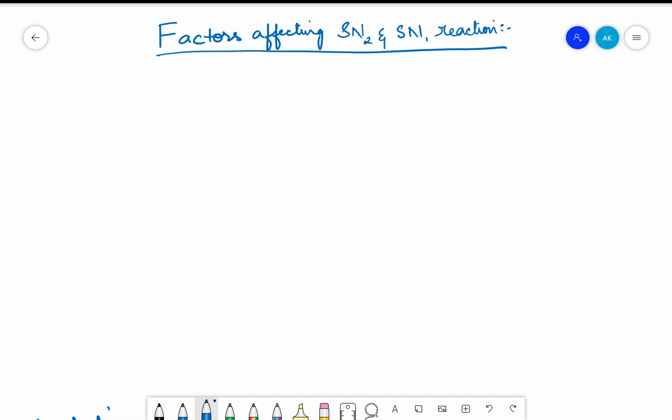Understanding the concept of SN2 and SN1 reactions, we have to focus on this very important topic which can be asked in your upcoming exam, which is factors affecting SN2 and SN1 reaction. The factors which affect SN1 and SN2 reaction means the factors which favor SN2 reaction and the factors which favor SN1 reaction. So we'll try to just list out those factors.